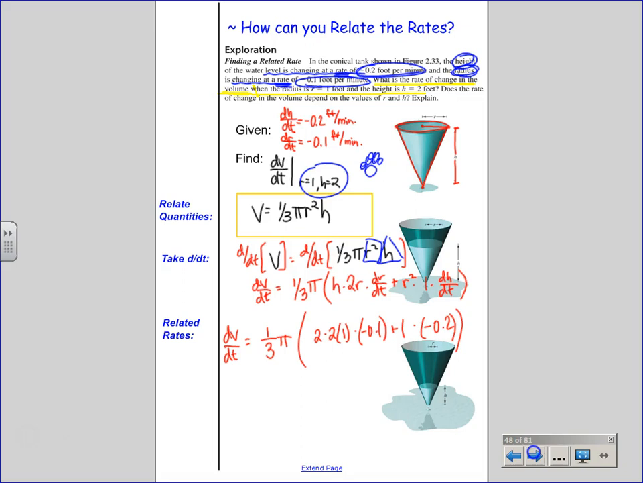What cubed? Feet cubed per minute. And if you had kept the units in all along, check it out. Your r is squared, so feet per minute is feet per minute squared. Height is going to be feet per minute, so that'd be feet cubed per minute cubed.